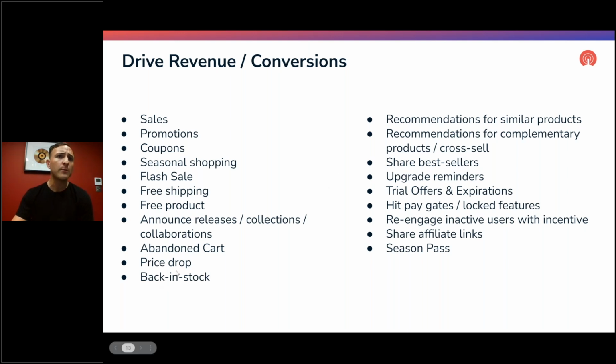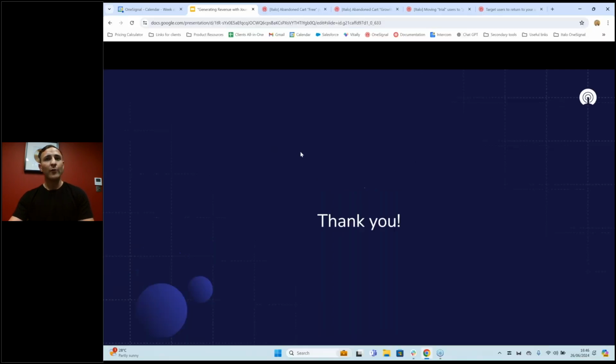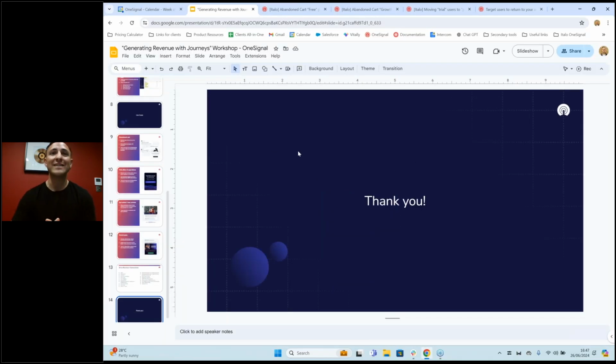So abandoned cart, price drop, back in stock, recommendations for similar products, recommendations for complementary products, share bestsellers, upgrade reminders, trial offers, hit paid gates, locked features, maybe for a gaming company, re-engage inactive users with incentives, share affiliate links, season pass. Again, I'm going to share the slides with everyone who attended today, so that you can have a clear idea of the different use cases that you can implement in OneSignal Journeys. Okay, all right, so we're finished with the theoretical approach.